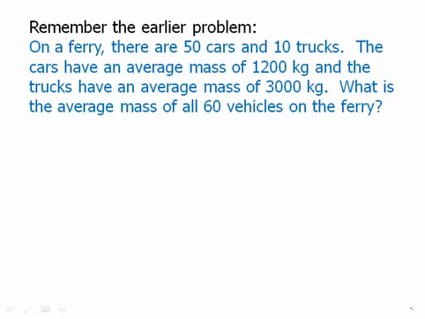So we have 50 cars, 10 trucks. So the cars are the bigger group. The cars have an average of 1,200. The trucks have an average of 3,000. We know that the total average has to be closer to 1,200 than to 3,000, and we want the total average. Well, the ratio of cars to trucks clearly is 5 to 1, or 5.